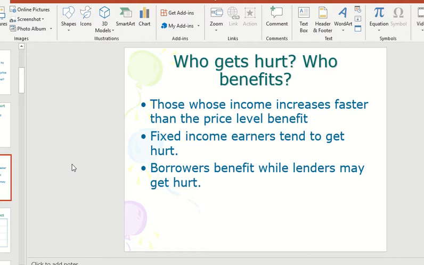As a general rule of thumb, those whose income increases faster than the general price level tend to benefit from an inflation. Fixed income earners tend to get hurt from an inflation. Borrowers tend to benefit while lenders tend to get hurt by an inflation. Okay, so these are general rules of thumb.